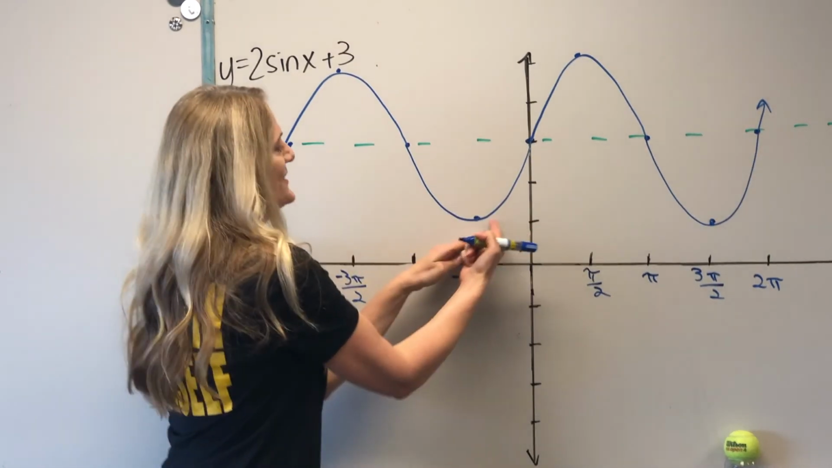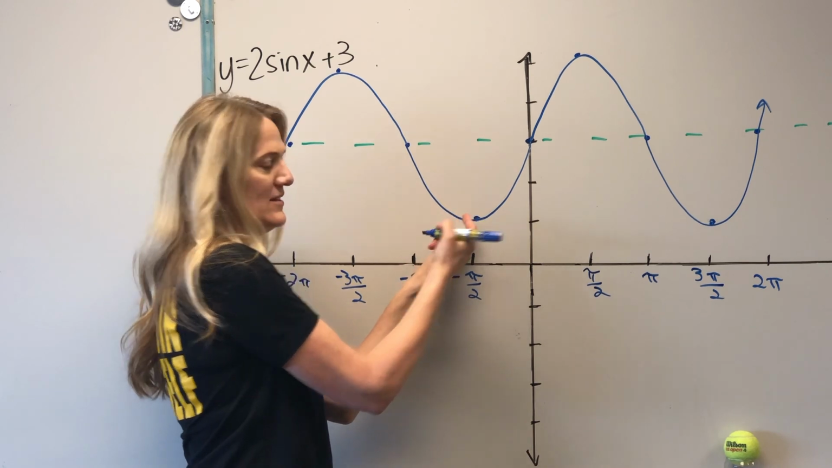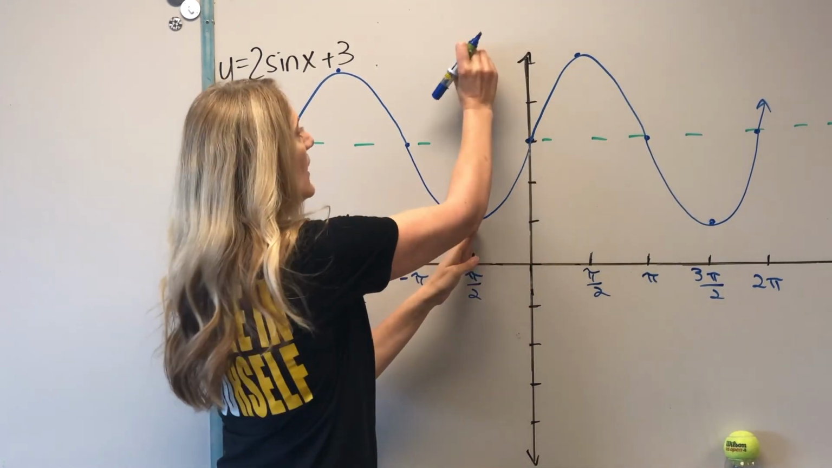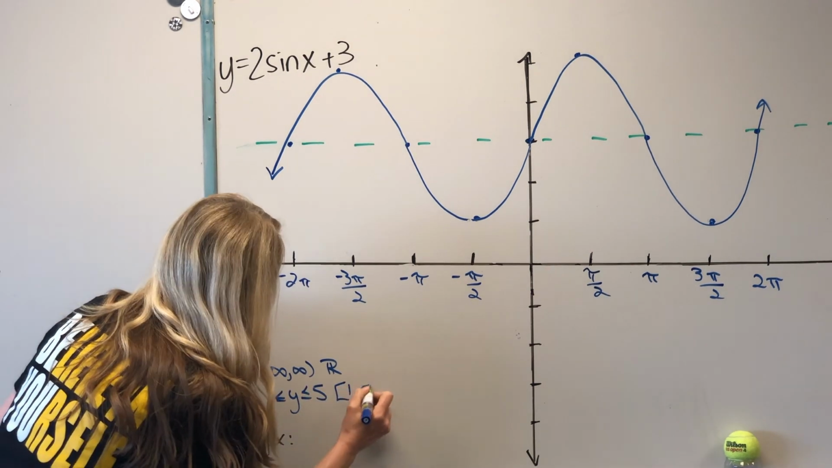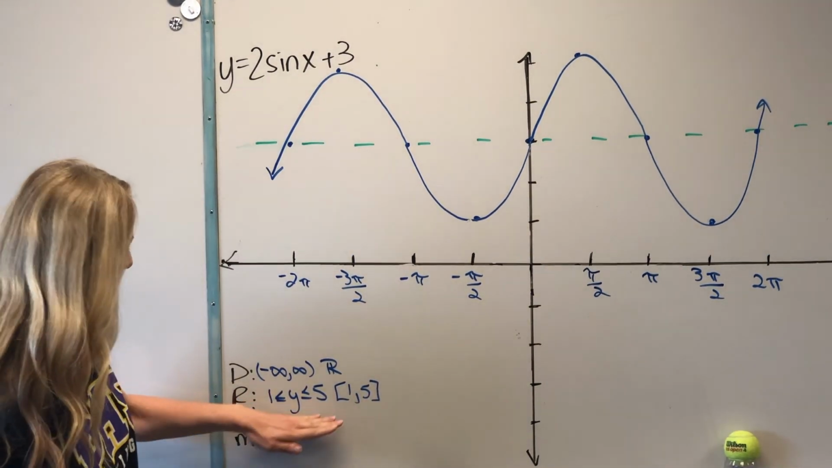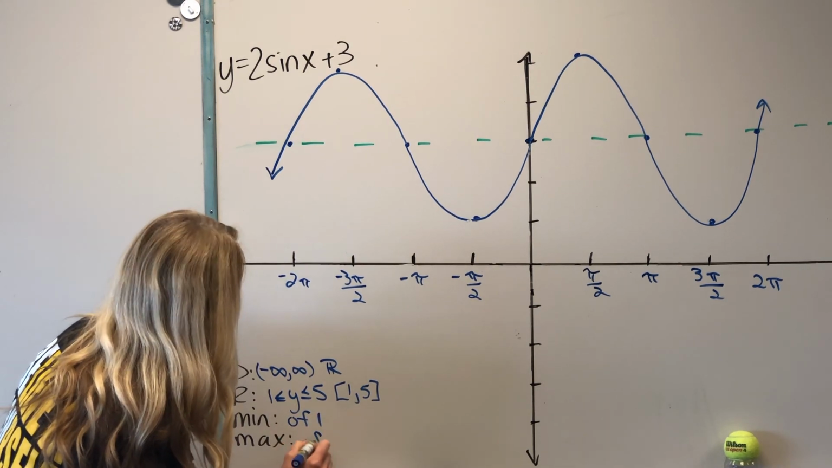All right. So the lowest point on the graph is here at 1. We're talking the y coordinate, and it goes all the way up to 5. And then, of course, from the range, we can see that we have a min of 1 and a max of 5.